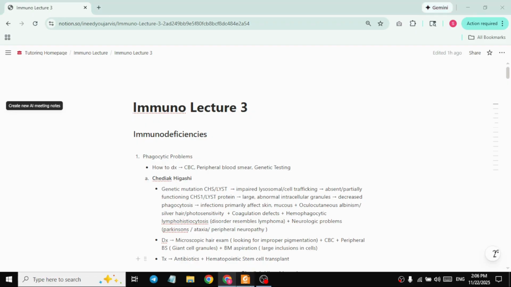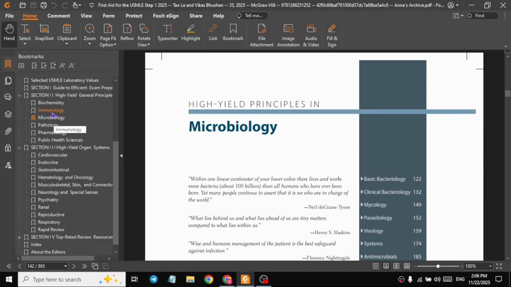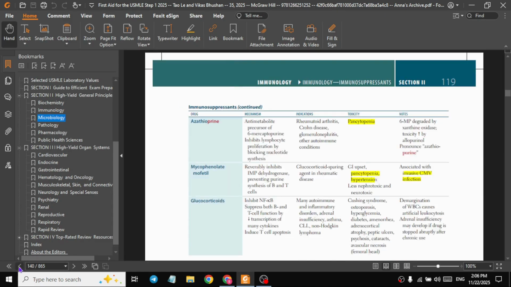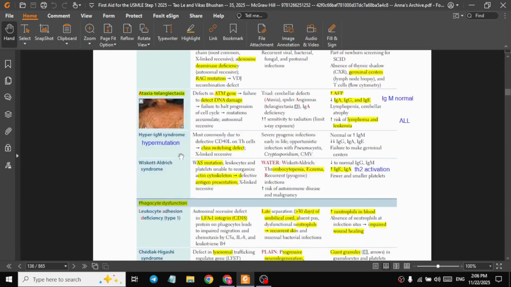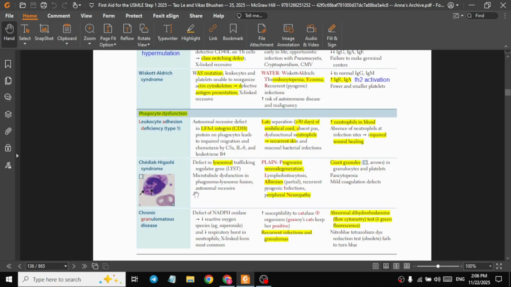I'm gonna start from the back. Usually, you know how we do immuno. We go through B and T cell disorders and all of that. But I'm gonna start from page 115. We're gonna go through phagocyte dysfunctions first. Okay. So let's understand them.